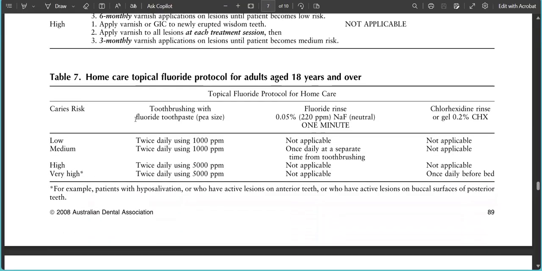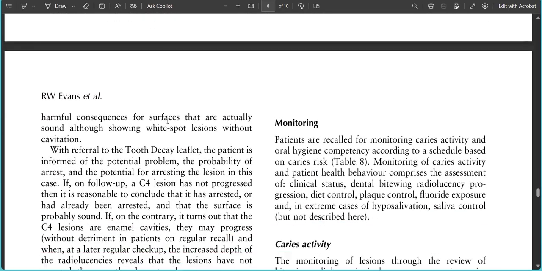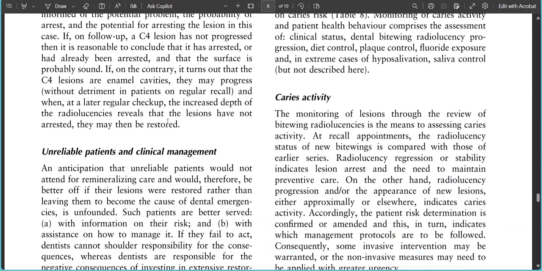For home care, what you need to prescribe them, I would recommend you do not get confused from here. This table is present in the TG as well, so you just refer to that for what toothpaste you can prescribe to the patient according to their risk and their age. And it is a very important question according to the exam pattern as well.